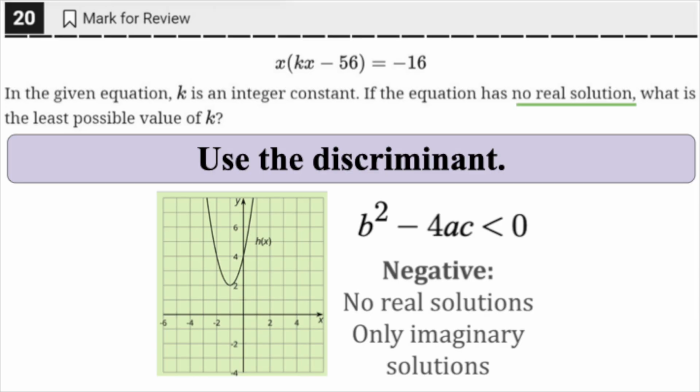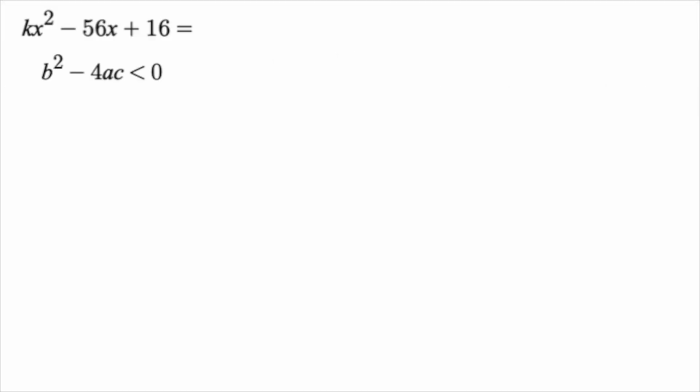Way number 3, use the discriminant. The discriminant b squared minus 4ac is negative when there are no solutions. Set the discriminant up as less than 0 and solve for the unknown b term. First, I got the original equation in standard form so I could identify a, b, and c terms. Then I plugged into the formula.